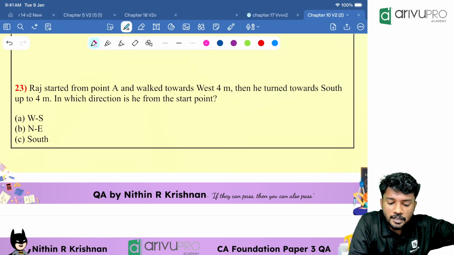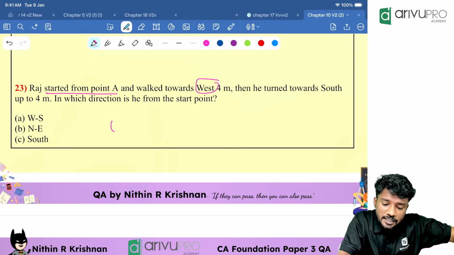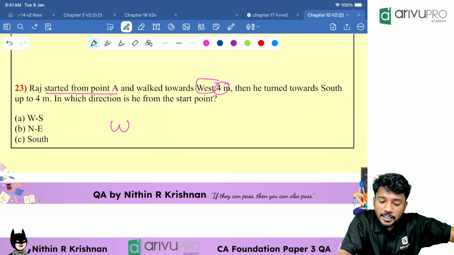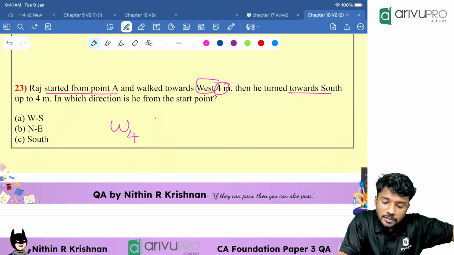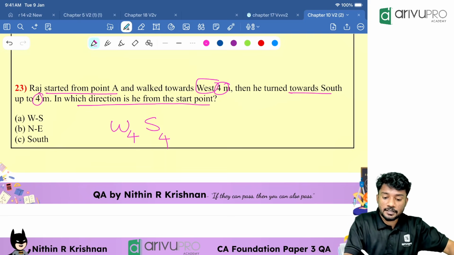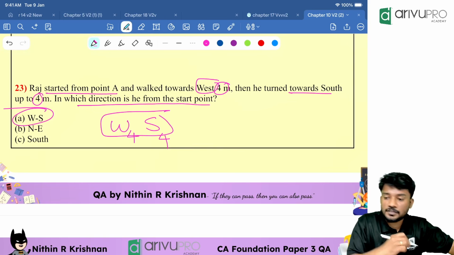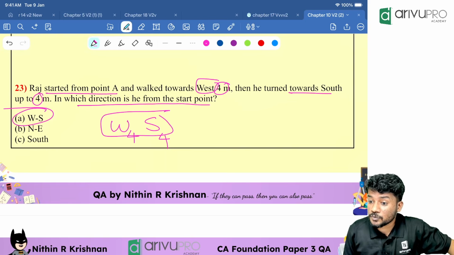Have a look here. Raj started from a point A and walked west. Initial direction is west. How many meters? 4 meters. Then he turns towards south. How many meters? 4 meters. In which direction is he from the starting point is the question. The answer is already there. West to south. Within a second you will get the answer. The answer is west to south.